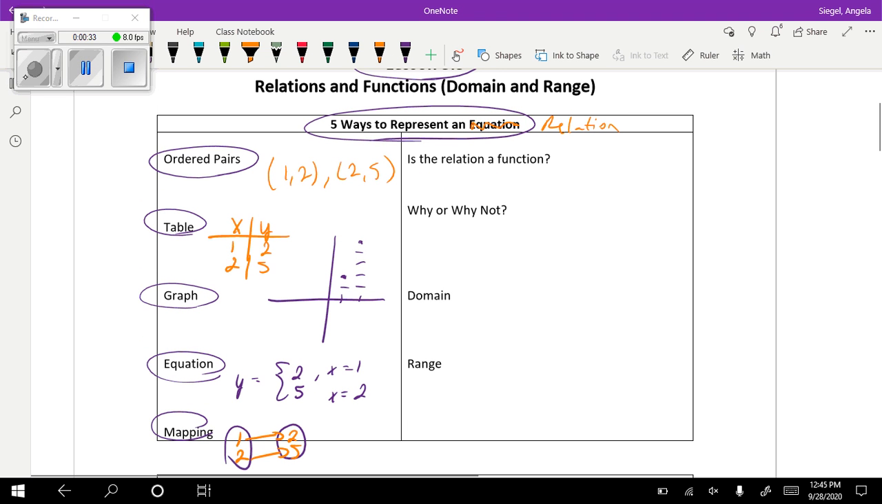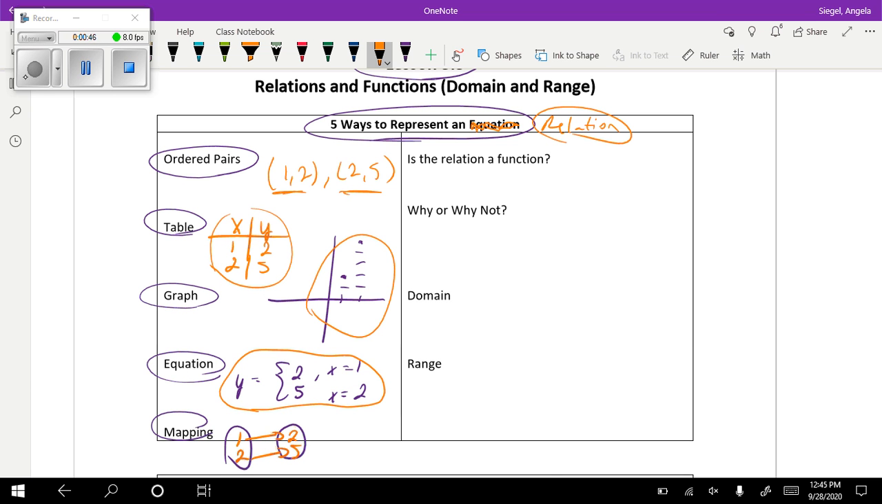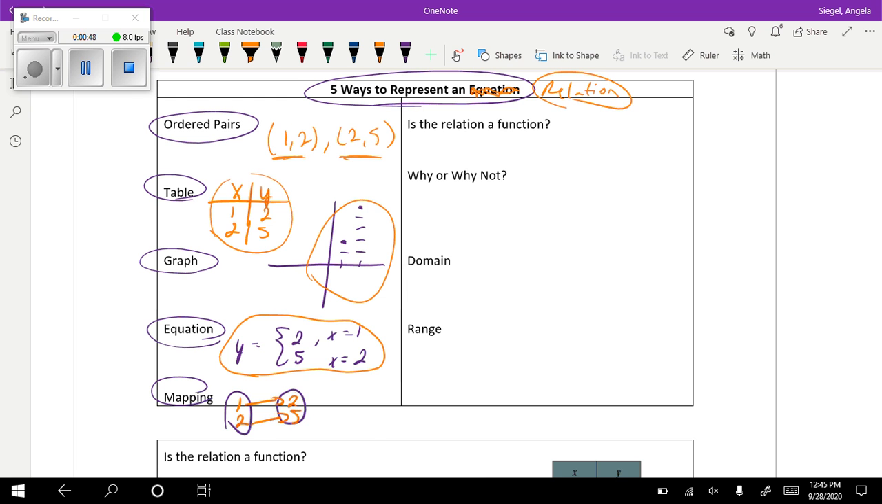Okay, so here's an example of all those, and it's really not an equation, but a relation. Just like these 2 ordered pairs, we could put them in a table, we could graph them. This is where the equation part comes in. It's more like a piecewise function, and then also the mapping.